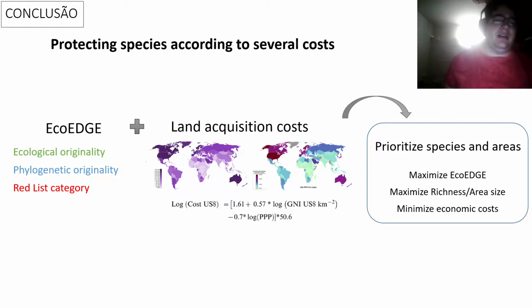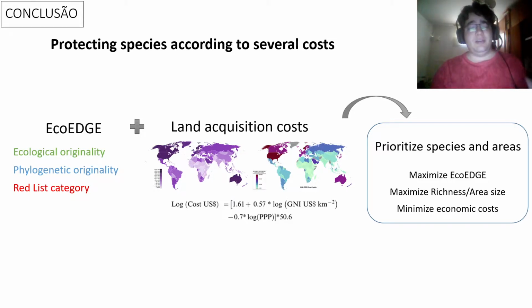So what to do then? We can protect species according to several costs. We can use the eco-edge method, getting the ecological originality of species, phylogenetic originality of species, and red list categories, and combine it with land acquisition costs, for example, and then prioritize species and areas, maximizing the eco-edge index and maximizing richness and area size and minimizing economic costs.